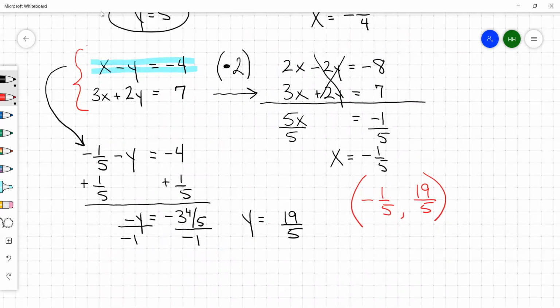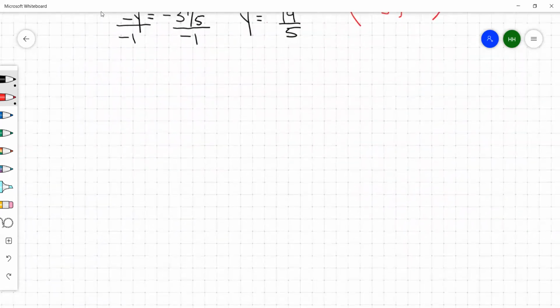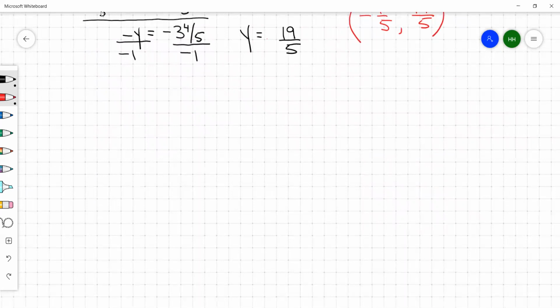So what do you think is going to happen next? Very good. You're going to have to manipulate both equations. All right, so take a look at this. Now we got 3x plus 4y equals 10. 2x plus 3y equals 7.